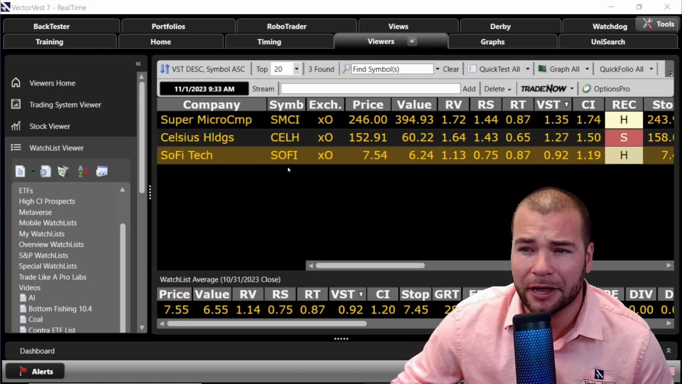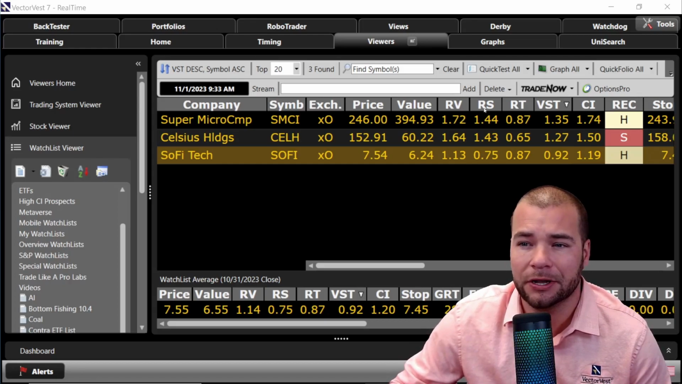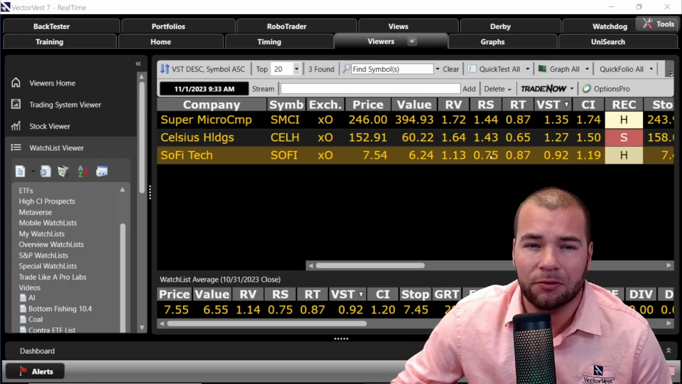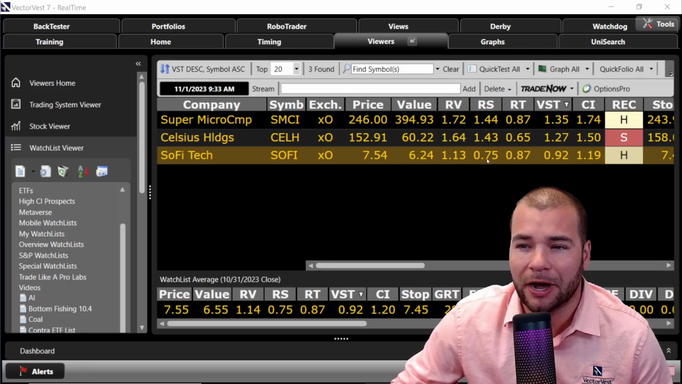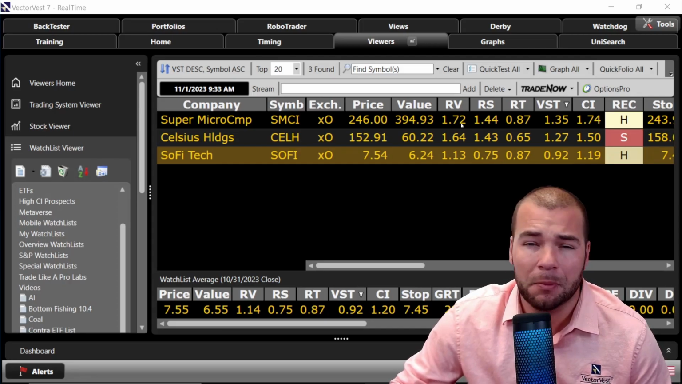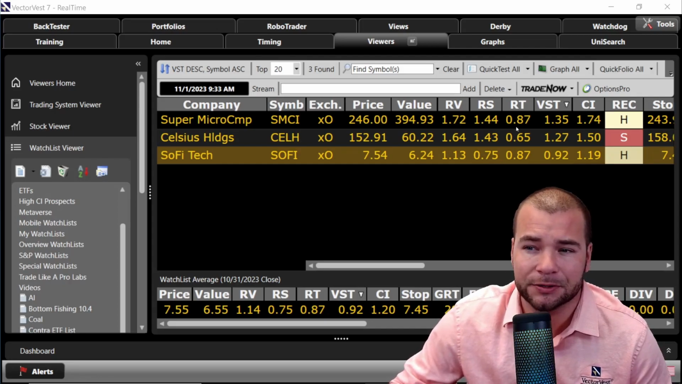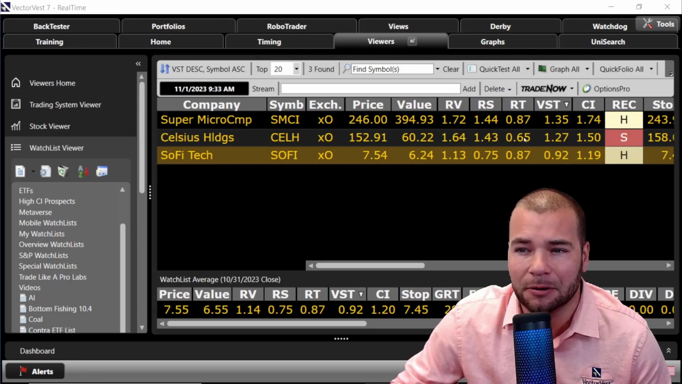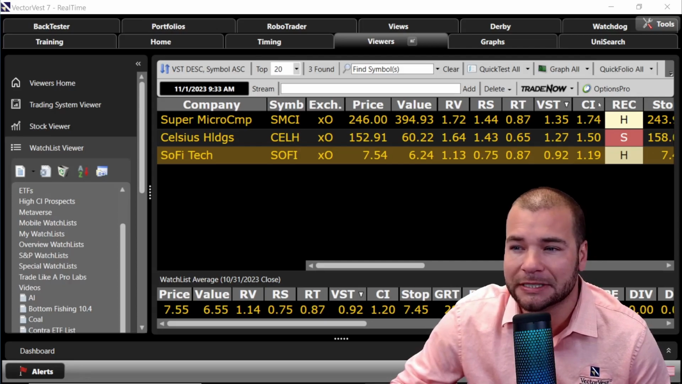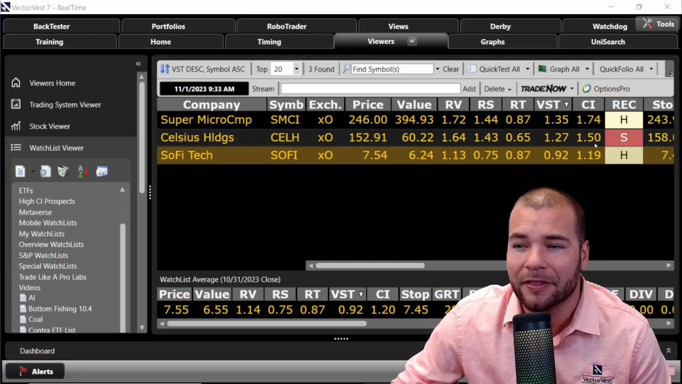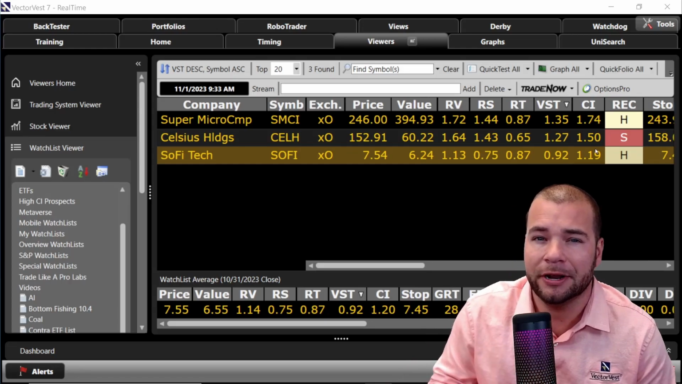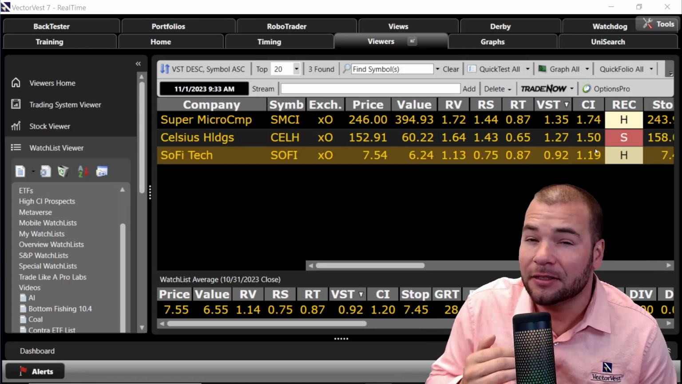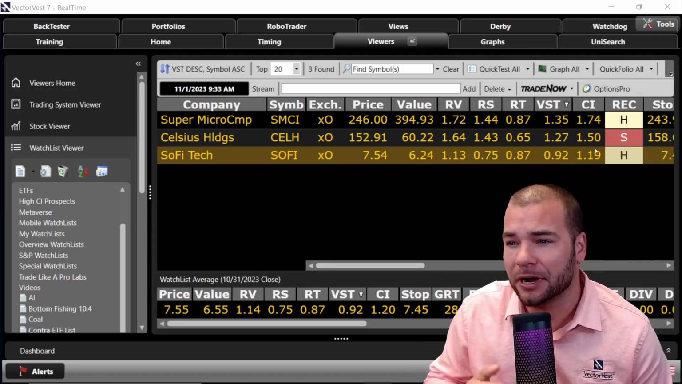Now, a couple things I really like about this list. If you see here, the RV and RS, only one rating right now is below 1, with SoFi Tech being the RS, a relative safety. So fundamentally, overall, pretty sound between these 3 companies. Now, if we take a look at the RT here, we can see that all 3 of these companies are currently in a downtrend and have been beaten up recently in price action. However, the CI is painting a different picture, that these companies all demonstrate price growth persistent and like to resist lengthy or severe price declines.